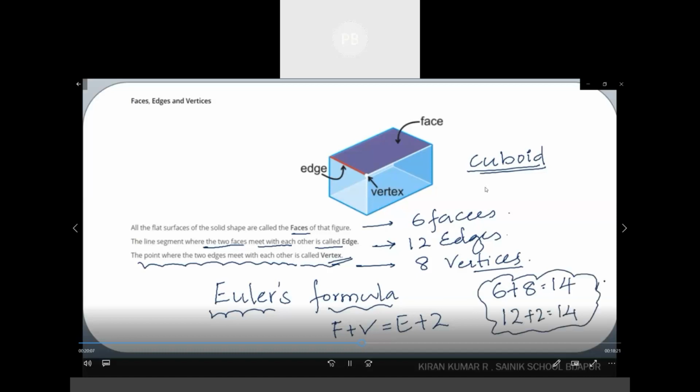This relation holds true for all those figures where there exist faces, vertices and edges. This formula is not specified for spherical objects. And also for figures like sphere, cylinder, cone, we don't have Euler's formula.